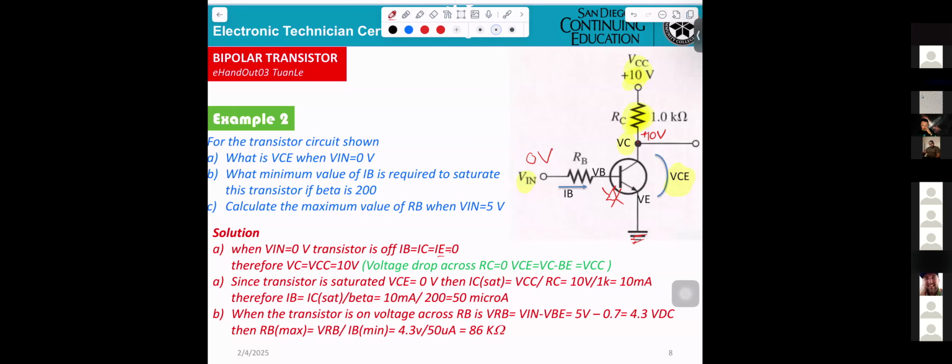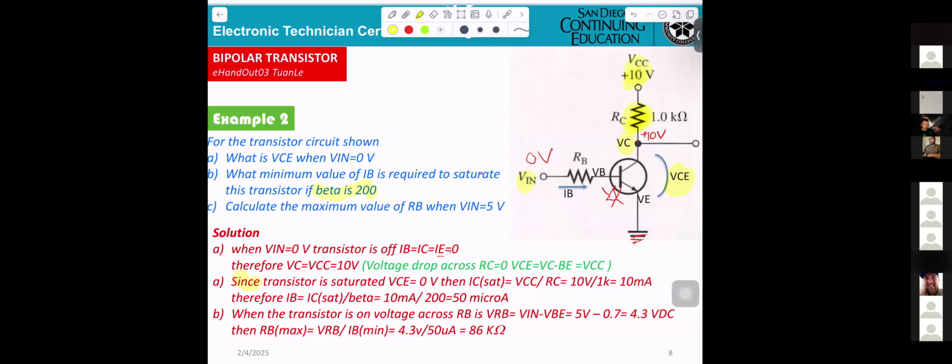What minimum value of IB is required to saturate this transistor if the beta equal to 100? Say what they're telling you. Since transistor saturate if VCE equal 0. Let's see. You see that here, saturation, VCE equal 0.